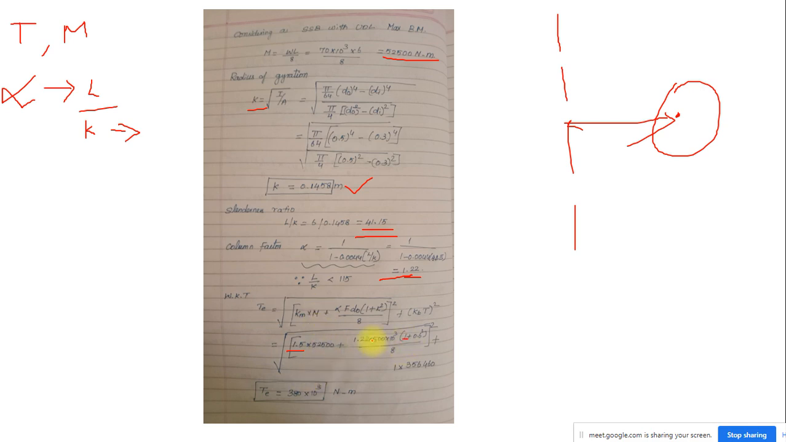After substituting all the values, I came to find out the equivalent twisting moment, which is nothing but T is equal to 380 into 10 to the power 3 Newton meter.